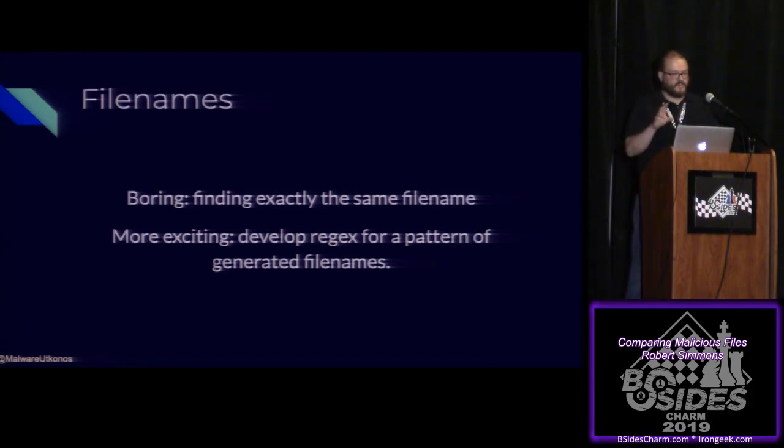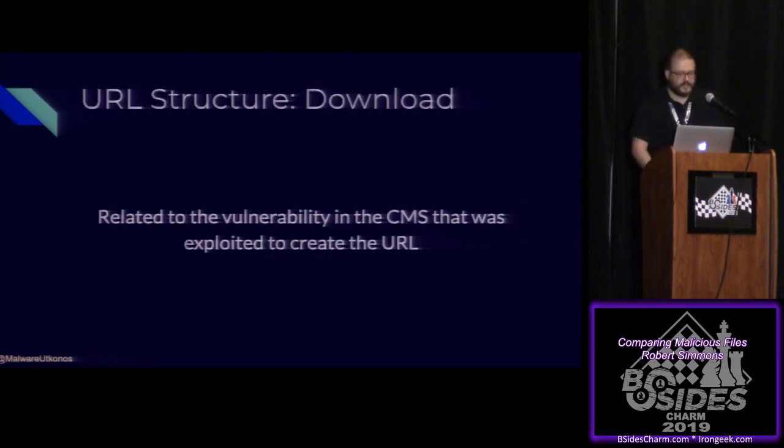And in that same way, the file names for some malware families will drop itself or drop payloads or drop different data files or various things, and the file names will be dynamically generated. So if you can figure out what a regex for that particular pattern is based on their file name generation algorithm, you can potentially differentiate different malware families by the file name patterns that they're leaving on the victim's machine. I highlight here URL structure for download.